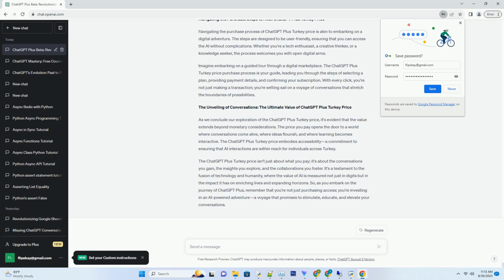It's a testament to the fusion of technology and humanity, where the value of AI is measured not just in digits but in the impact it has on enriching lives and expanding horizons. So, as you embark on the journey of ChatGPT Plus, remember that you're not just purchasing access, you're investing in an AI-powered adventure, a voyage that promises to stimulate, educate, and elevate your conversations.